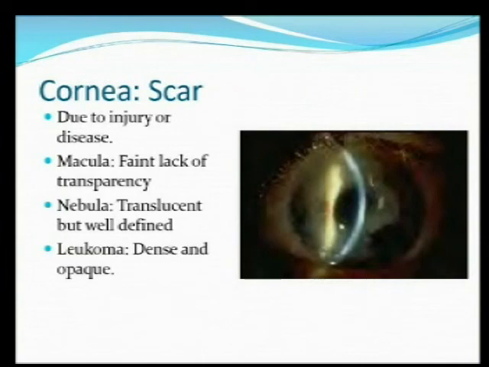Anytime you have an injury that goes beyond the epithelium, you're going to have a certain level of corneal scarring. One of the things that we like to do is try and classify how dense the opacity is. So if they've got a corneal scar, you want to note the size, density, and location on the patient's record. We use 3 levels, and it appears I have a little bit of an error in my slide here, because it's actually a nebula that's a faint lack of transparency. A macula is translucent but well-defined, and a leucoma is the dense opacity.